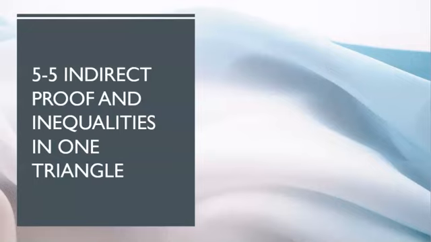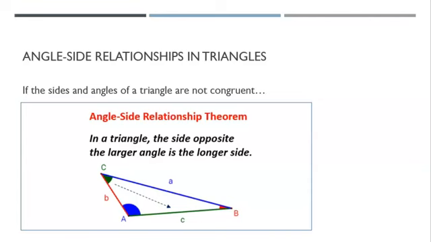Hi everyone, and welcome to Geometry Lesson 5.5, Indirect Proof and Inequalities in One Triangle. We're going to start off by talking about inequalities in one triangle and how the side lengths and angle measures are related to each other. In a triangle, if the sides and angles are not congruent, then there are certain things that are true, and this makes complete sense if you really think about what's going on.